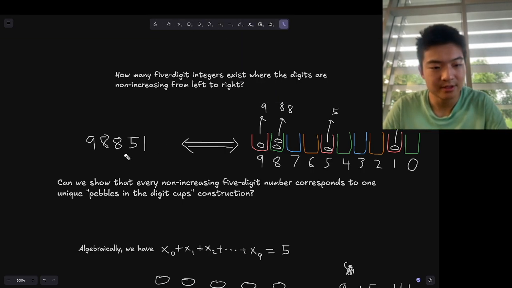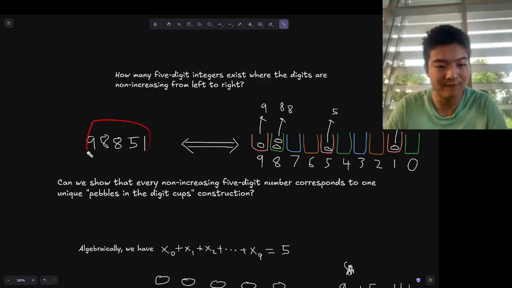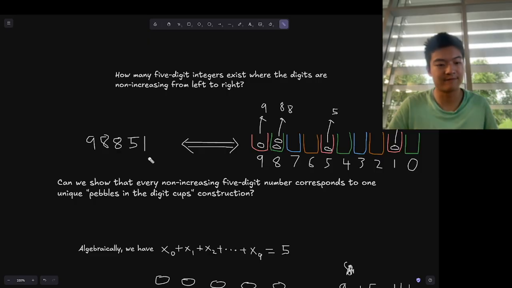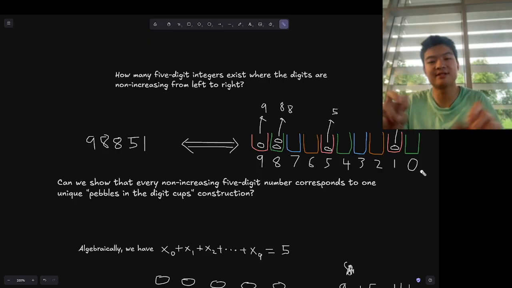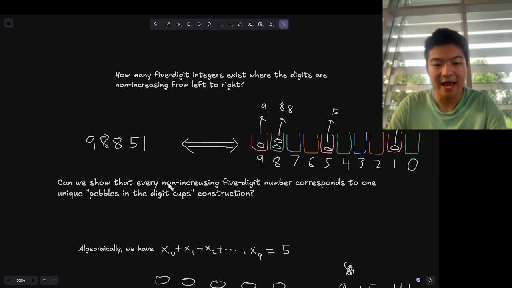Okay, so here, 98851, these digits are non-increasing from left to right. So this is an example of one of the 5-digit integers that we want. Now, I claim that on the right-hand side, I have something that I call a pebbles in the digit cups construction. I claim that every non-increasing 5-digit number corresponds to one unique pebbles in the cup construction.